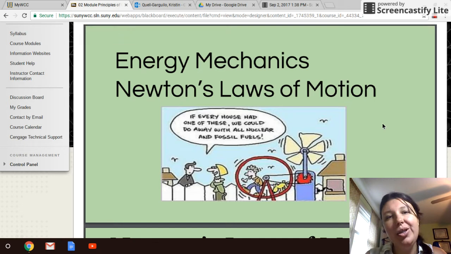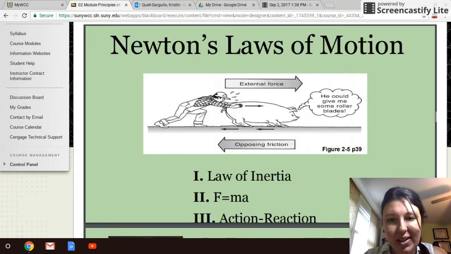Hello and welcome to Module 2, Part 2, and we're going to start talking about energy mechanics, specifically Newton's laws of motion. So here we go. Newton's laws of motion, we're going to talk about the three major laws of motion: the law of inertia, the law of force equals mass times acceleration, and the law of action and reaction, so the reactionary forces.